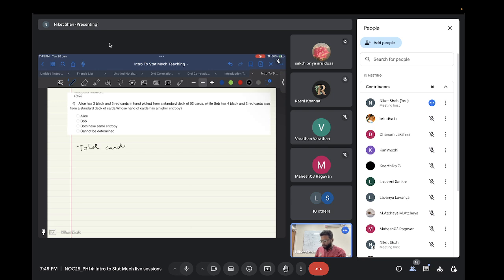So there are a total of six cards which are being picked. Total cards six, right? First Alice, three black, three red. What are the number of microstates for Alice? The number of possibilities that we have are the same as in the previous question: 26C3 for choosing three black cards multiplied by 26C3 for choosing three red cards. These are the number of microstates for Alice.